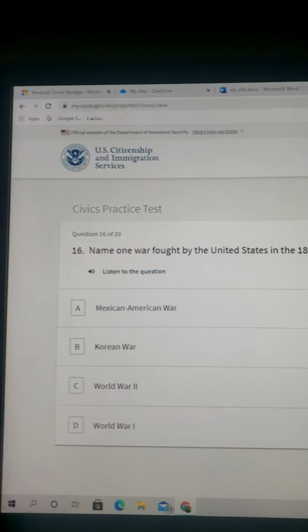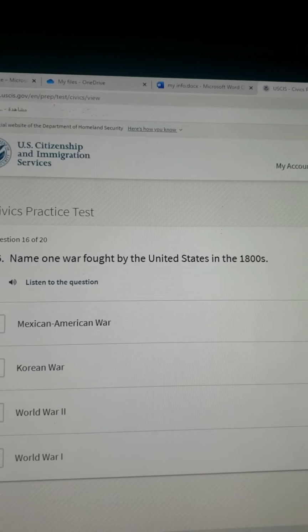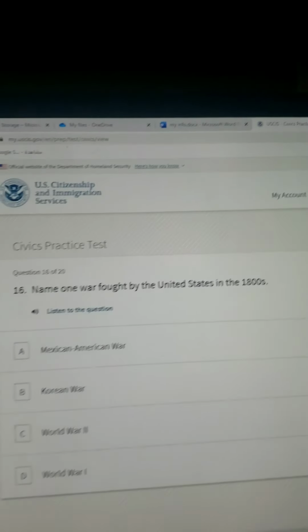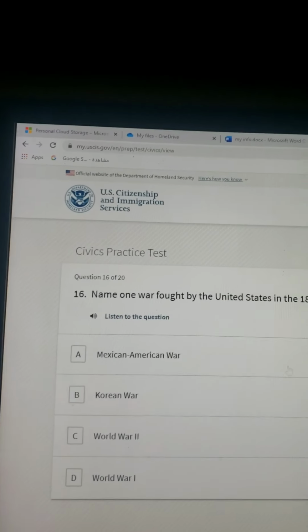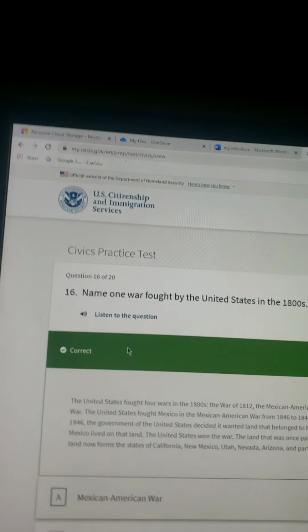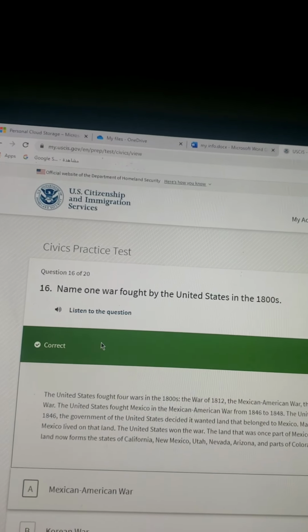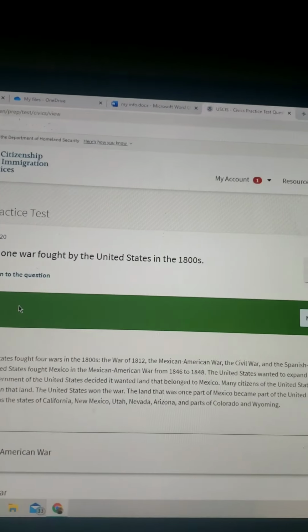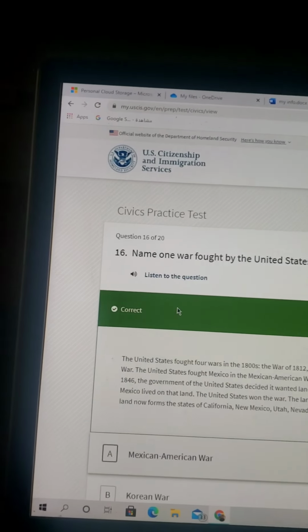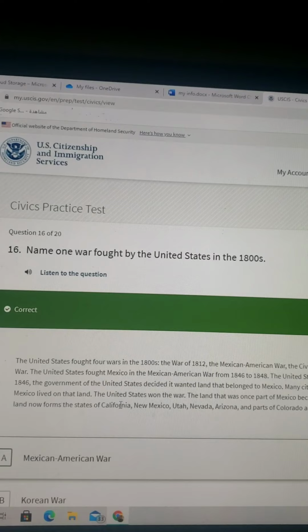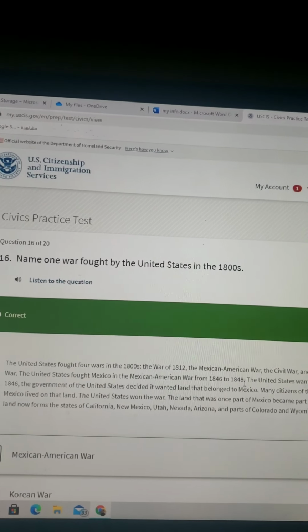Name one war fought by the United States in the 1800s. Mexican-American War, when they took Texas. Yep. The United States fought 4 wars in the 1800s: the War of 1812, the Mexican-American War, the Civil War, and the Spanish-American War. The United States fought Mexico in the Mexican-American War from 1846 to 1848.